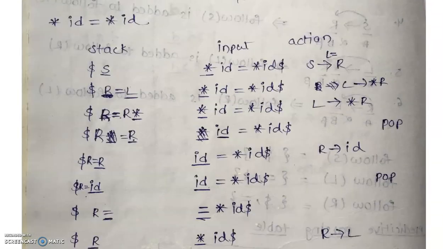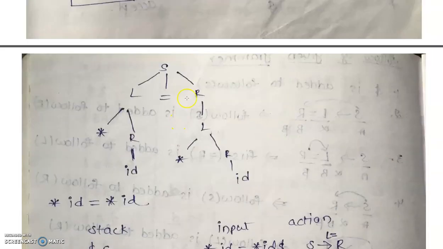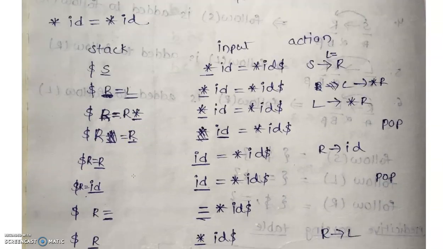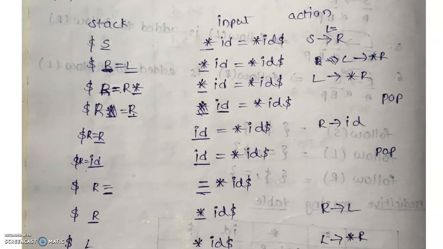This is the way of derivation here, string derivation. This is the minimum string that is going to be derived. S tends to L equal to R, L is replaced as star R, R is replaced as id, and R tends to L production that we have, L is replaced as id. So the minimum string that we are going to derive is star id equals id. This is the minimum way of deriving a string.